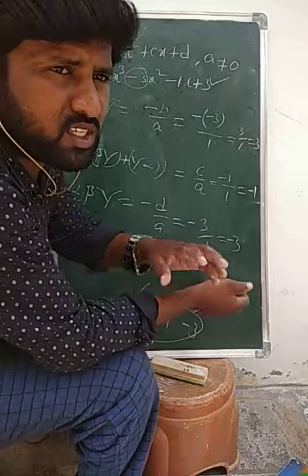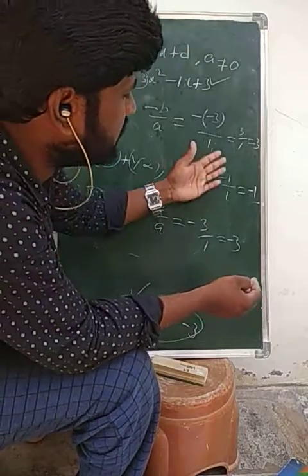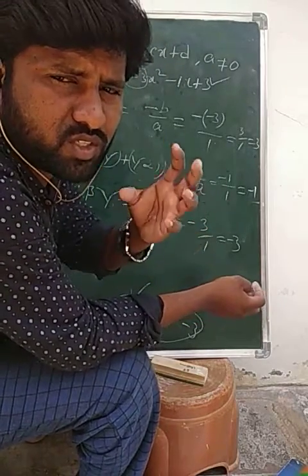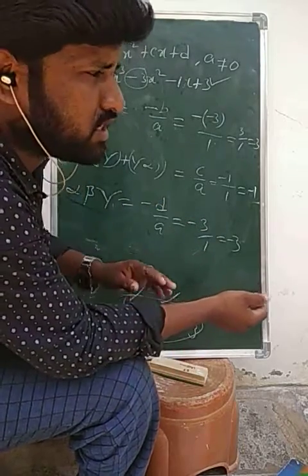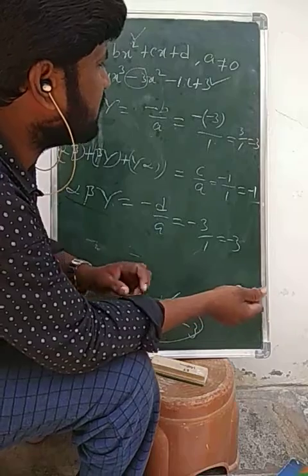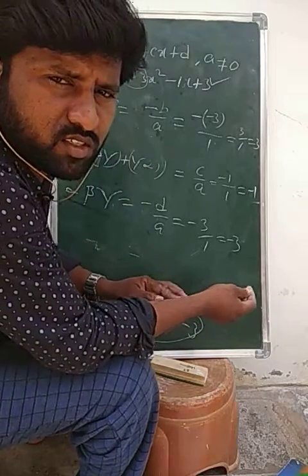So by checking the zeros we get the same, and by using the relation also we get the same. So this is the relation between zeros and coefficients of a cubic polynomial. You have to take different cubic polynomials, find their zeros, and verify using the relation also. Thank you.